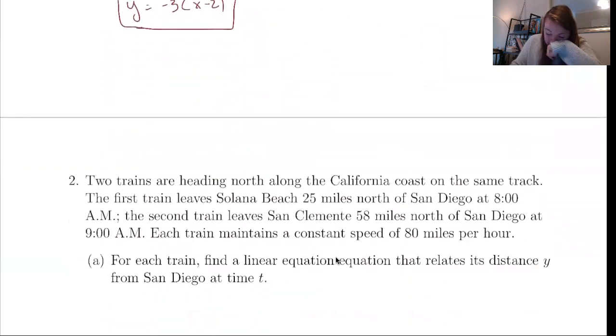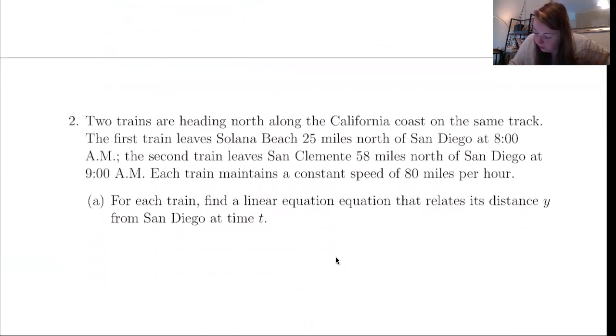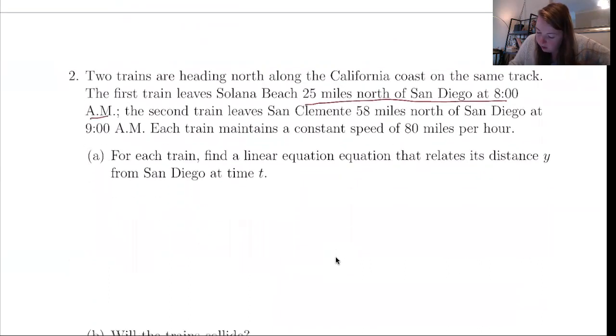Okay, so, oh, I love the train problem. So two trains are headed north along California's coast on the same track. Ooh, dangerous. But they're both heading north. They're going the same way. So the first train leaves Solana Beach, 25 miles north of San Diego at 8 a.m. So the second train leaves St. Clement, 58 miles north of San Diego at 9 a.m. Each train maintains a constant speed of 80 miles per hour.